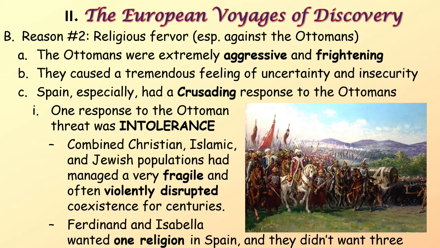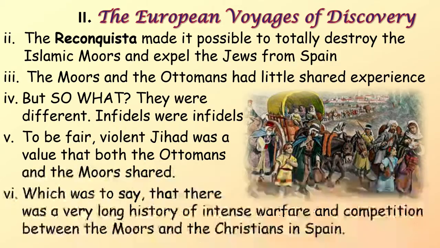And one response to the Ottoman threat was religious intolerance, just like we saw in Lesson 12.5. Combined Christian, Islamic, and Jewish populations had managed a very fragile and often violently disrupted coexistence for centuries. And as we talked about in 12.5, Ferdinand and Isabella wanted one religion in Spain. They didn't want three. And the Reconquista had made it possible to totally destroy the Islamic Moors and expel the Jews from Spain.